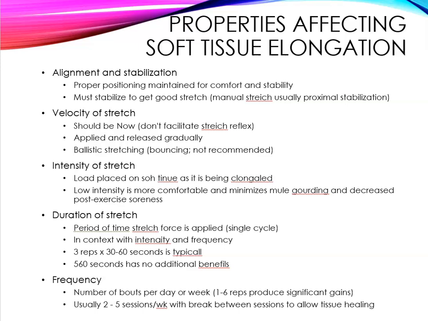Now we're getting into properties affecting soft tissue elongation. For determining a type of stretching exercise, there are a number of essential elements that determine the effectiveness and outcomes of stretching interventions. The determinants, which would also be known as the parameters of stretching, all of which are interrelated, include alignment and stabilization of the body and body segment during stretching, the intensity, duration, speed, frequency, and mode of stretch, and the integration of neuromuscular factors and functional activities into stretching programs.